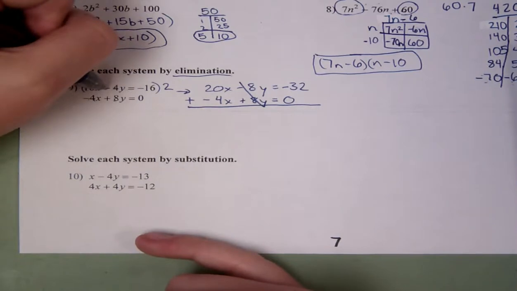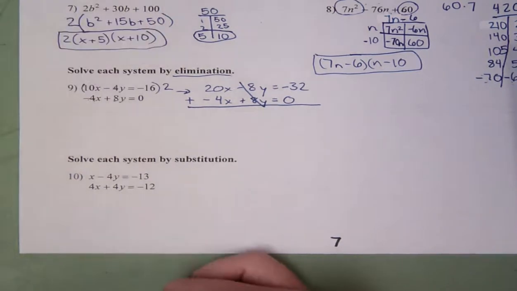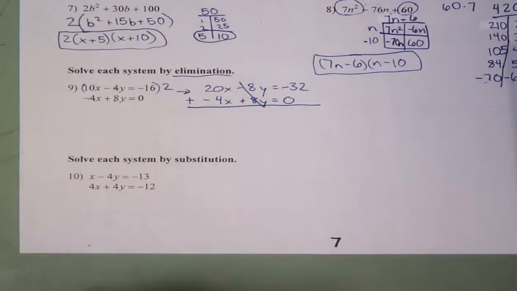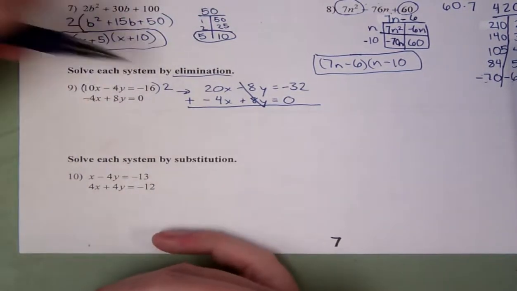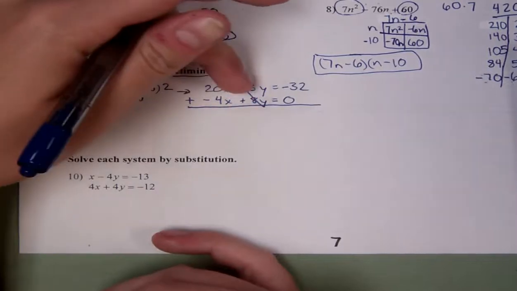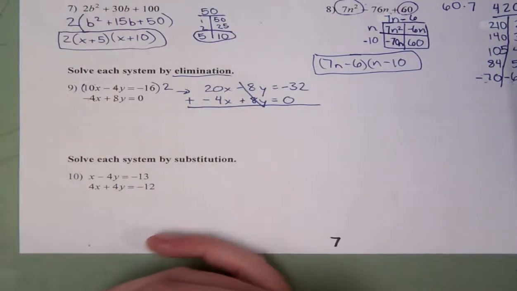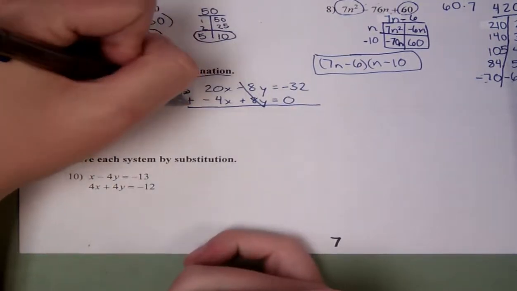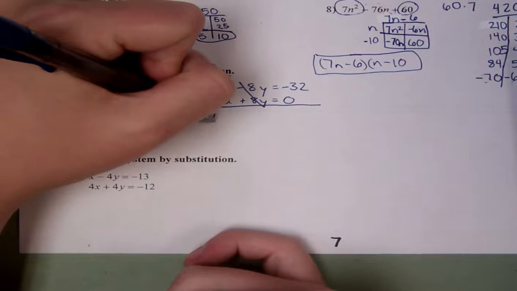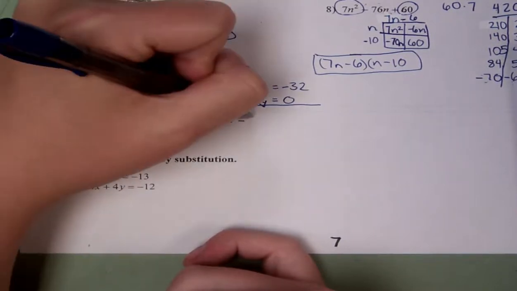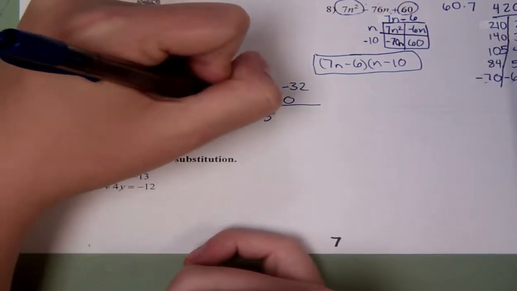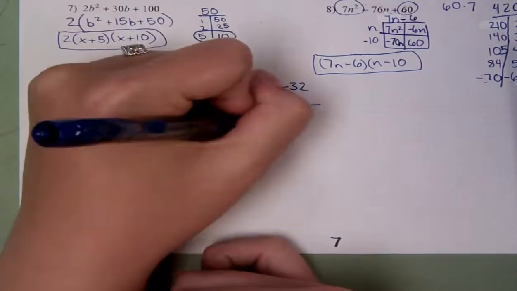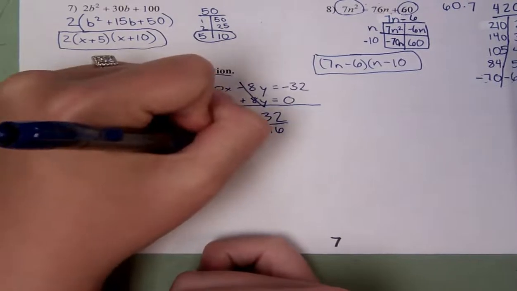If this was a positive 4, you'd have to multiply the whole equation by a negative 2, and it would change all of the signs. But since it was already a negative, we just had to multiply it by a positive because we'd end up getting negative 8y, which is what we want. So 20x plus a negative 4x is 16x equals negative 32. And then we divide by 16. So x is negative 2.